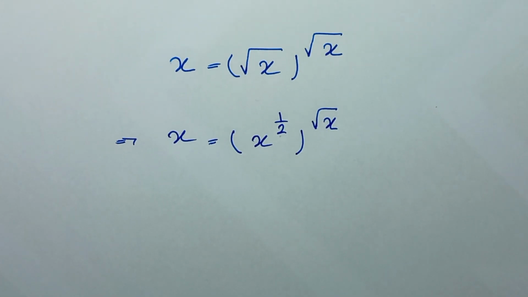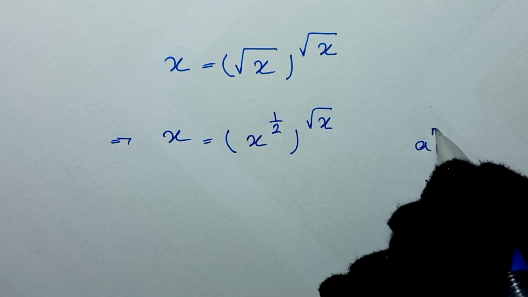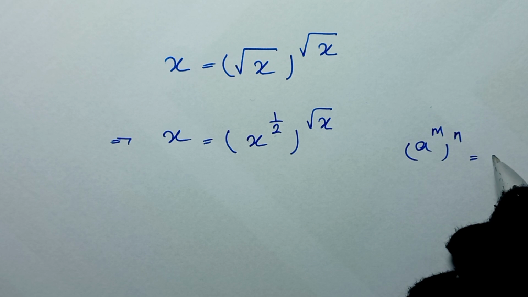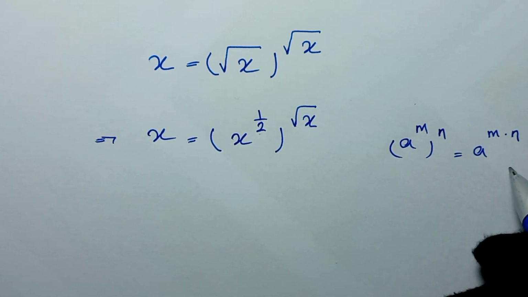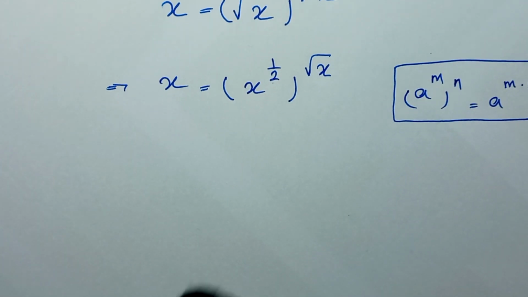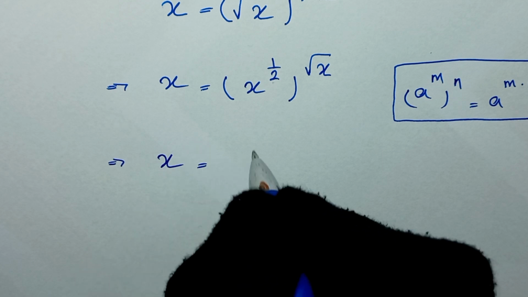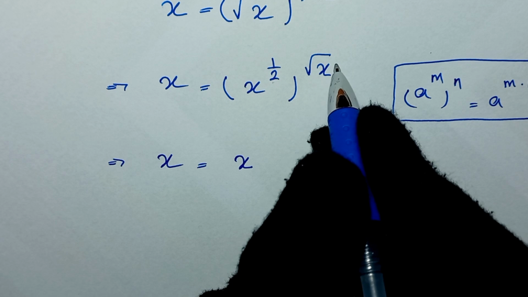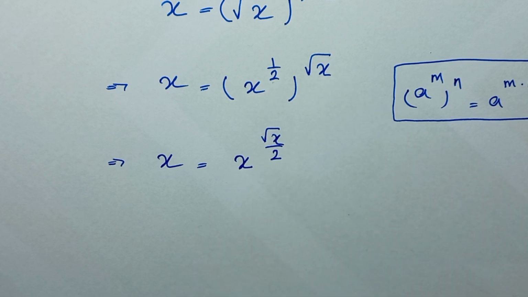In the next step, from the exponential rule, if we have a to the power of m to the power of n, we can write this as a to the power of m times n. So here, we can write this as x is equal to x to the power of 1 over 2 times the square root of x, and it will be the square root of x over 2, right?